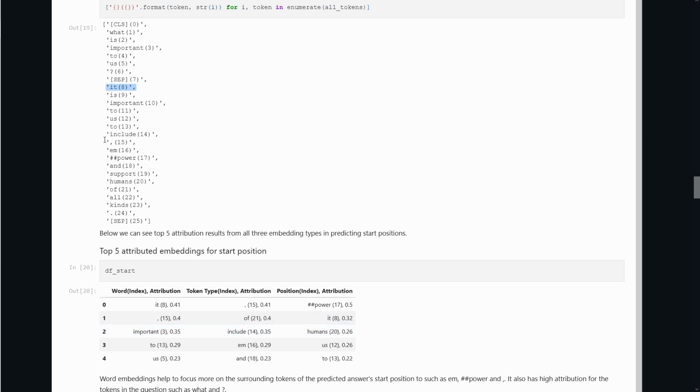And then we have "important". Important is 10. And so it goes on, and you have here the top 5 attributed word embeddings. You can do the same for the token type attribution, and for the position attribution.